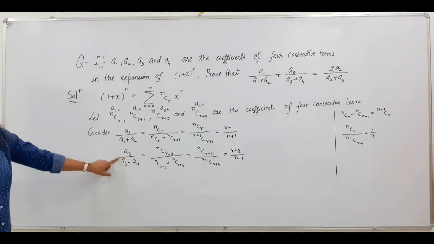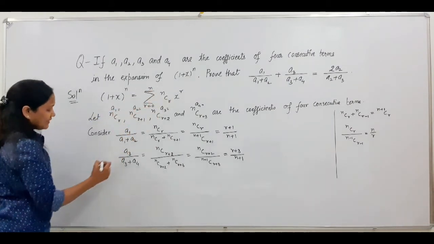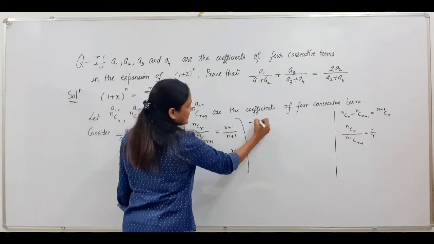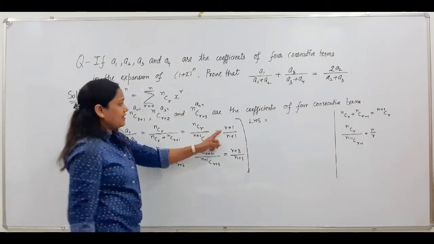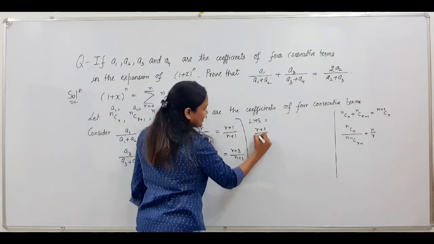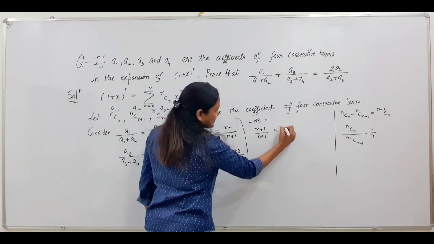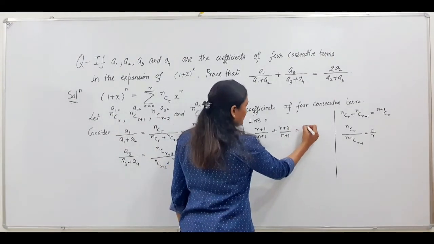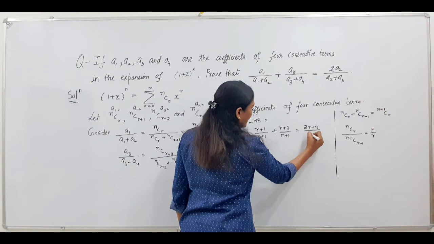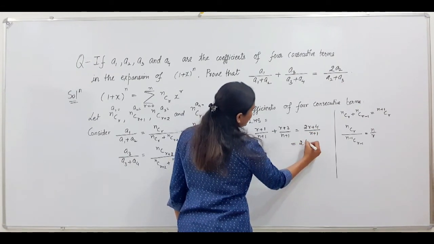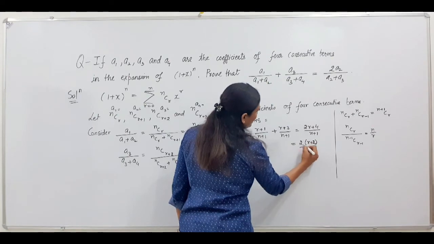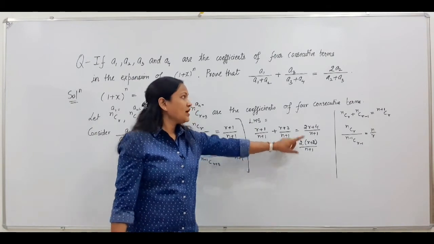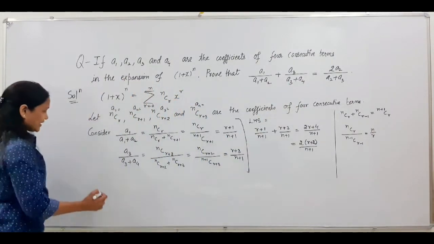Now add these two. So we are getting left hand side. So the left hand side, adding these two, your left hand side will become (r plus 1) upon (n plus 1) plus (r plus 3) upon (n plus 1), and that will be equals to (2r plus 4) upon (n plus 1), and that will be equals to 2 times (r plus 2) upon (n plus 1). Your left hand side is equals to this. Now let us try to find out your right hand side.